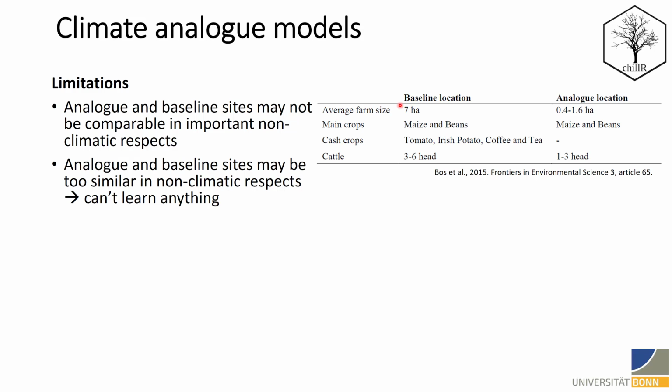actually had a fairly large farm. It consists of fairly large farms where people were growing maize and beans and certain cash crops, etc. Had some cattle, whereas at the analog location, the situation was quite a bit different. It was just maize and beans, very small farms, much fewer cattle, and in general, a very different setting. So it was very difficult to really compare, because you couldn't learn anything in terms of cropping practices from this other place.